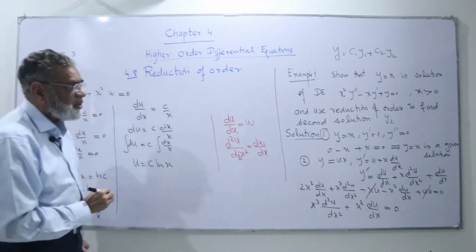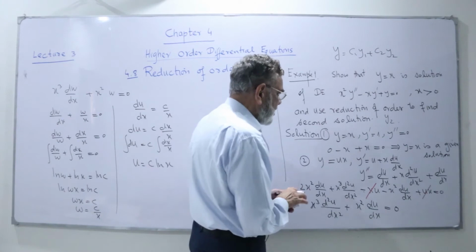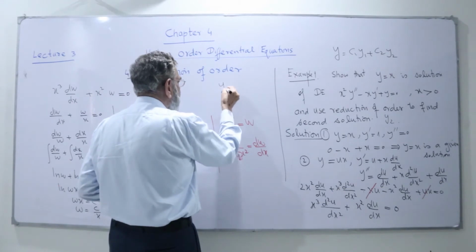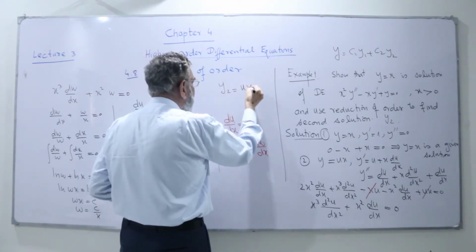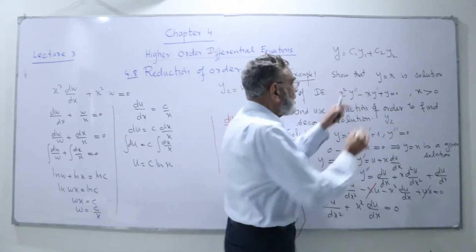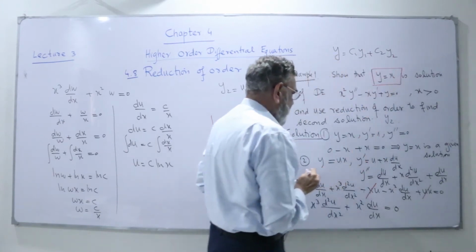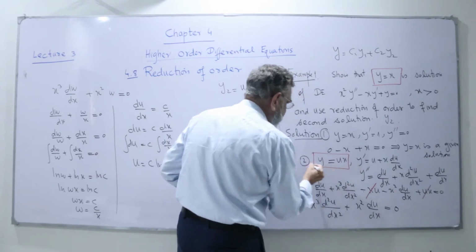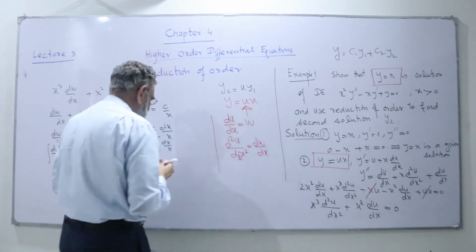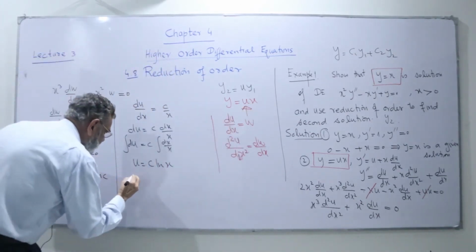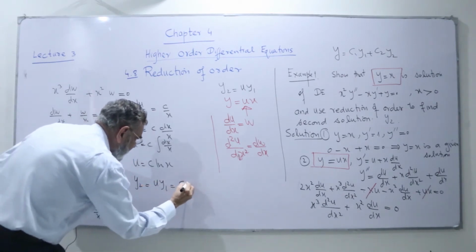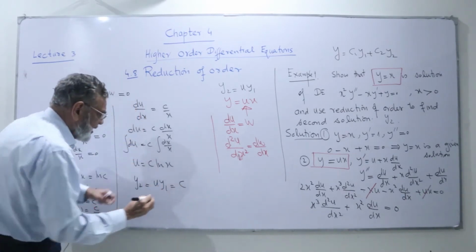What's my u? I started with my new solution y2 equal to u y1. That was my solution. And because y1 was equal to x, we have y equal to ux. Now I have the value of u, I substitute here. I get my y2. My y2 is equal to u y1, and it's equal to c, y1 is x, u is ln of x, so c x ln of x.